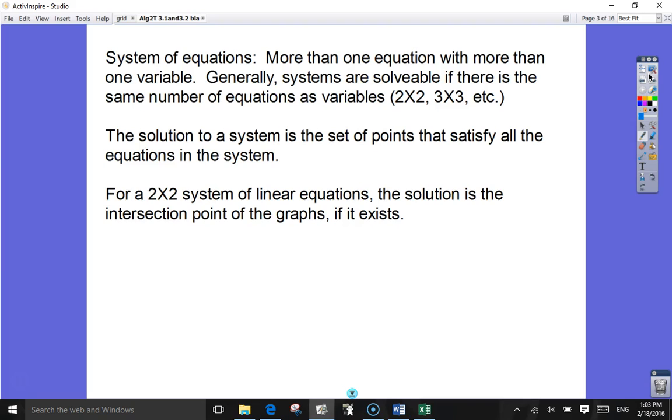The solution to a system is the set of all the points that satisfy every equation in the system. You plug it in to every one, and it would check, check, check, check. For a 2 by 2, meaning two equations and two variables, where both equations are linear, the solution, if it exists, is the intersection of their lines. You would graph the lines, look for the intersection point, there's your answer.